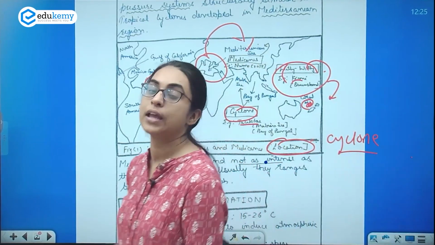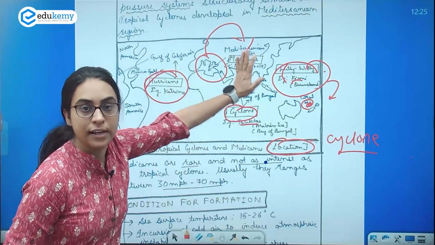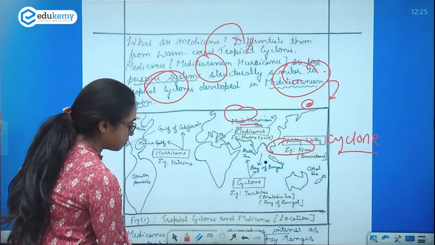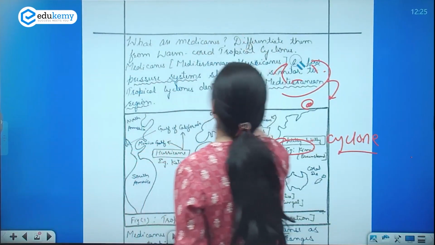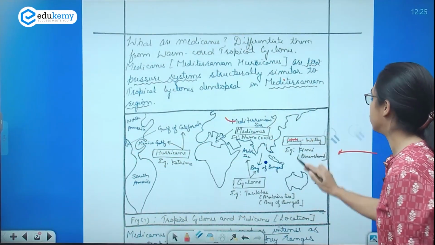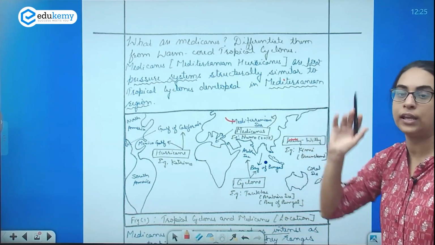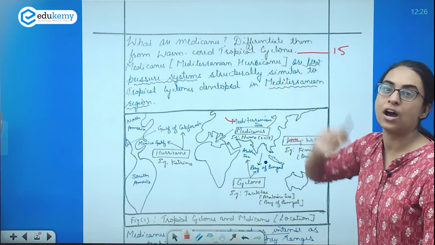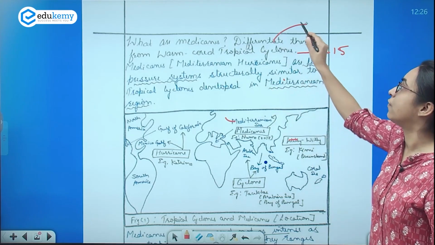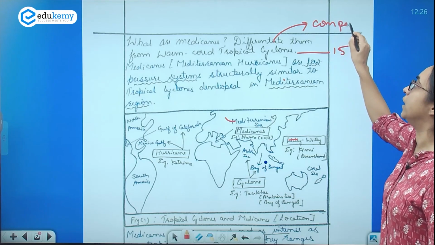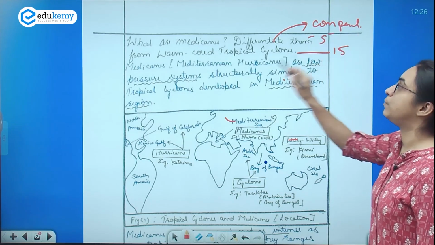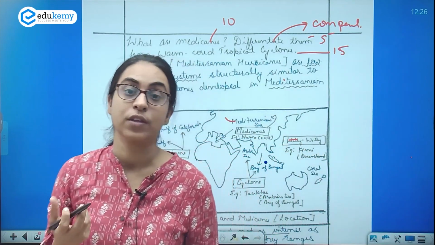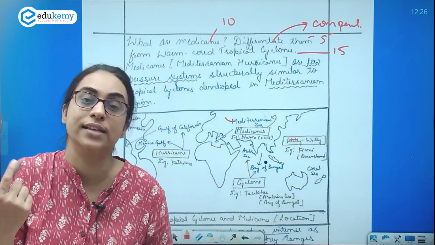So you can write examples about the locations where we have the cyclones. Now, the question was, what is Medicane? And this is a 15 marker question: what is Medicane, and differentiate it from the warm core tropical cyclone. If I think from the perspective of a student, this is a 15 marker, so obviously it will not be 7.5 and 7.5. This part will have comparatively lesser weightage. Probably this would be 5 marks and this would be 10 marks, because Medicane is also a new thing, so you should know it in detail and show it to the examiner in detail.